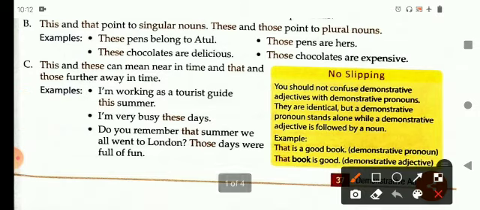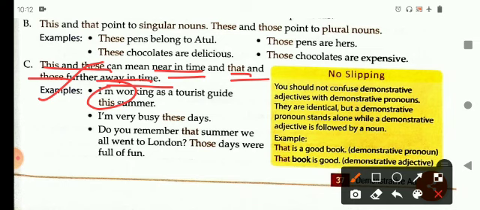This and these can also mean near in time, and that, those can also mean further away in time. They also denote time, that is near or further. Let's see example. I am working as a tourist guide this summer. This summer means near in time. I am very busy these days, denoting the near time.